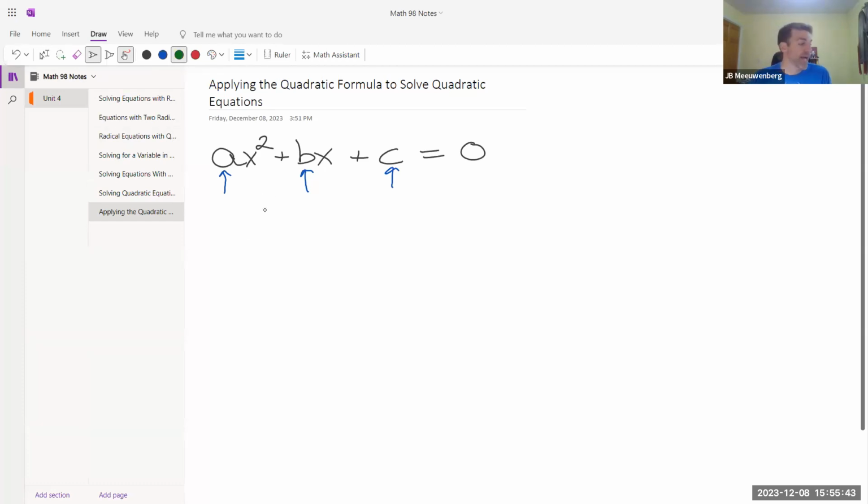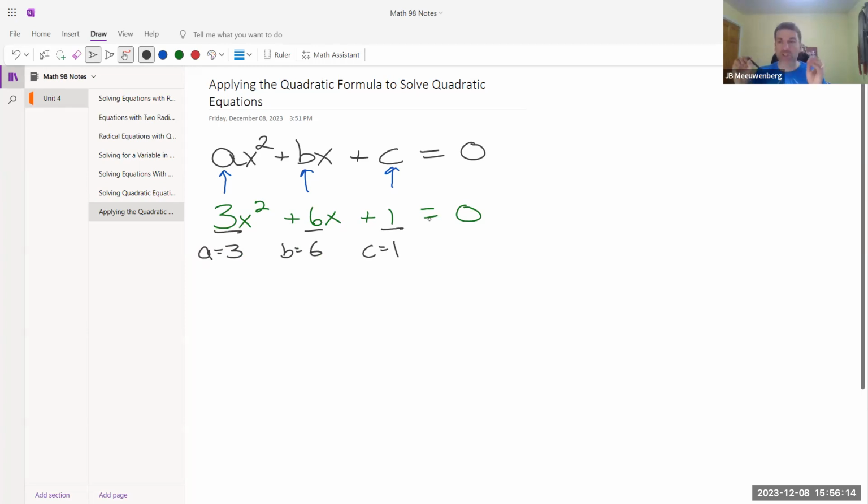So let's just look at an example here. Let's say we have 3x squared plus 6x plus 1 is equal to 0. We can see that this is in that standard quadratic form, a second degree trinomial. They're in descending order. It's equal to 0. So we can see that a is equal to 3, b is equal to 6, and c is equal to 1.